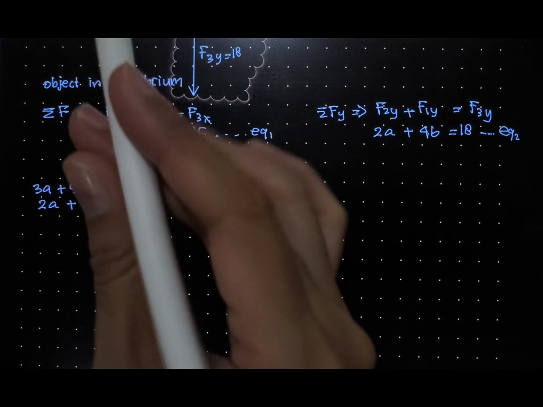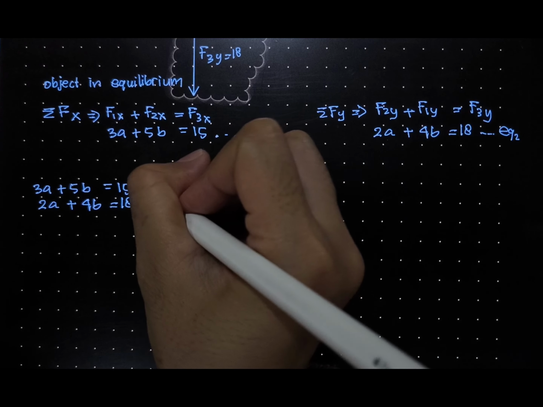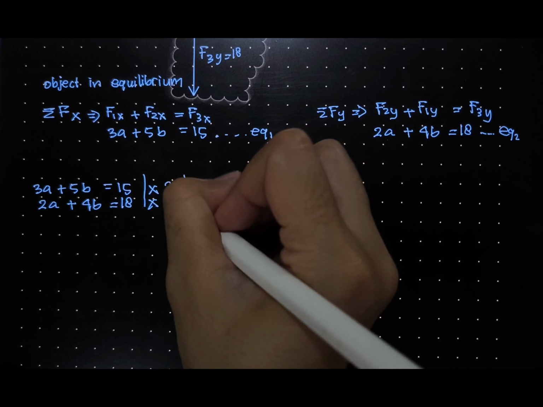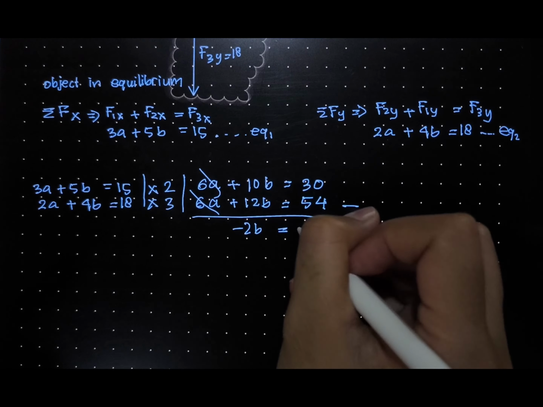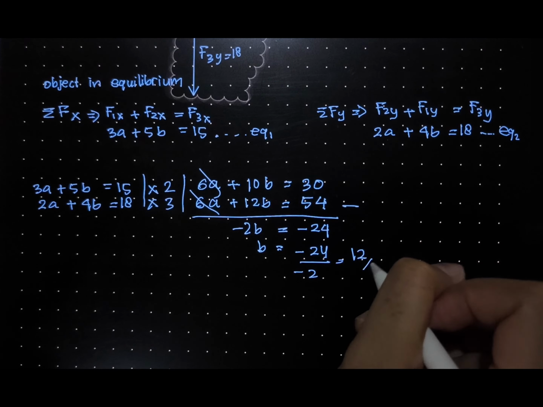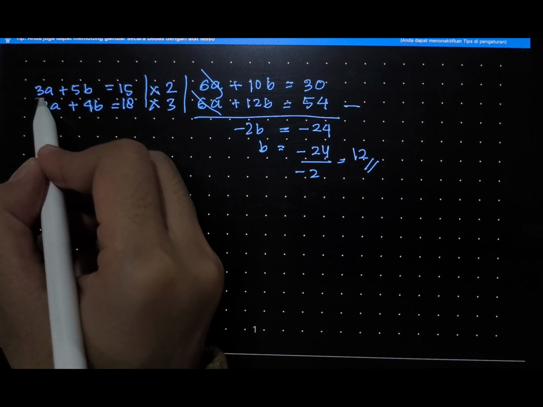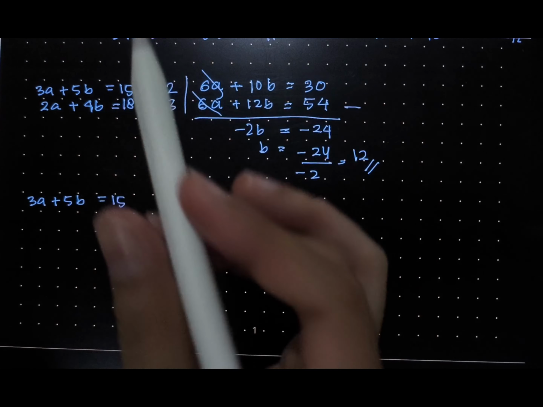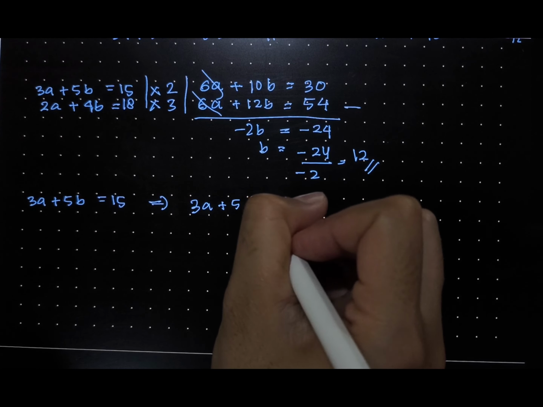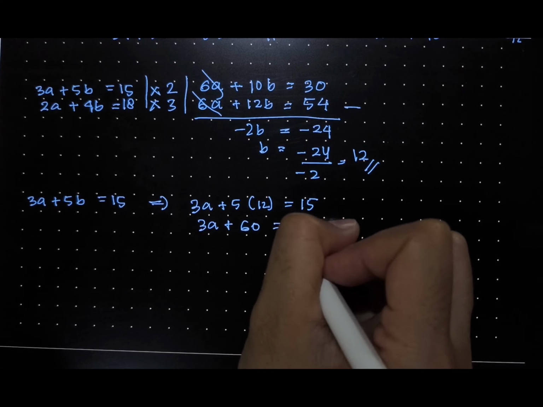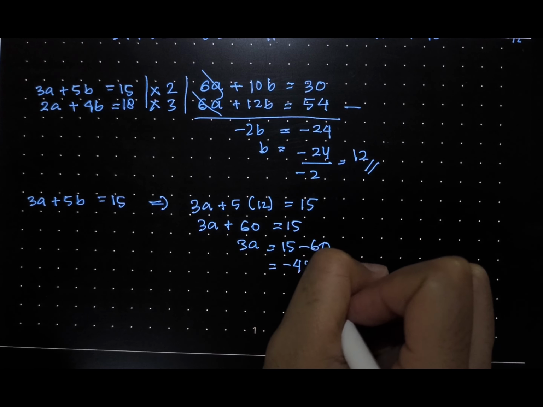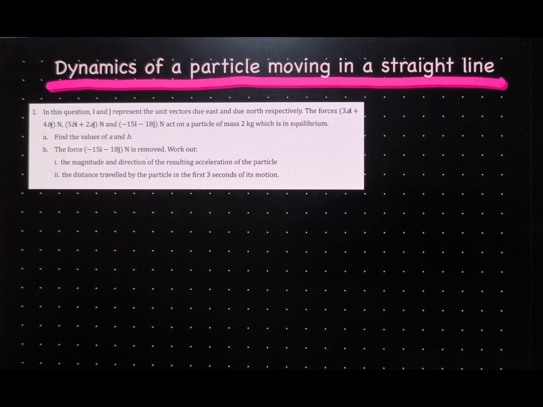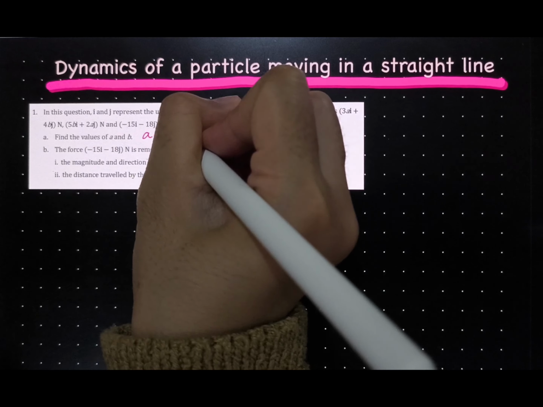You can find the values of a and b using the elimination method. Now, let's eliminate a. Multiply the first equation by 2 and the second equation by 3, then you can eliminate a. And now we have found b, which is 12. Now let's find a. You can use either equation 1 or equation 2, it's up to you, but for now I will use equation 1. Substituting b equals 12, we get 3a plus 60 equals 15. So 3a equals 15 minus 60, which gives us a equals negative 15. We have found a equals negative 15 and b equals 12.